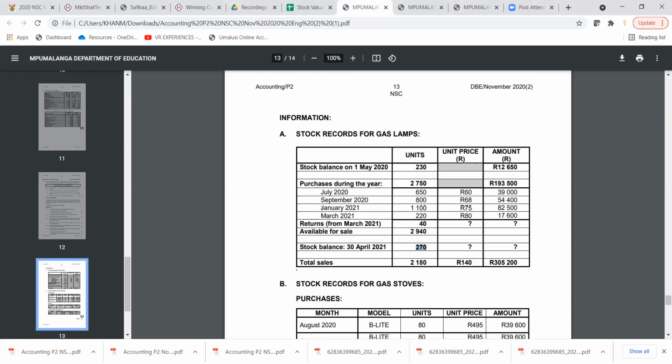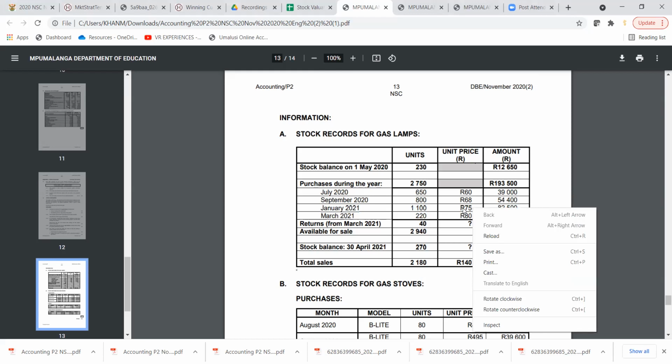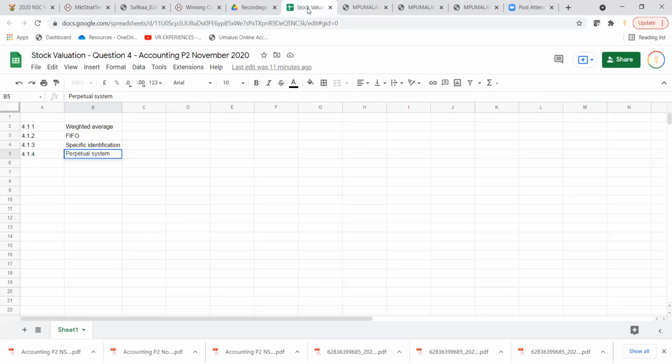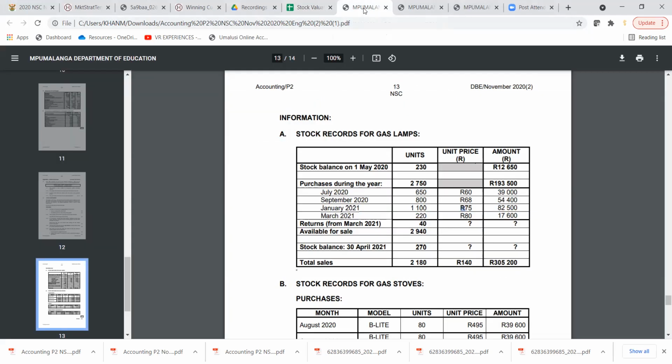Then we go to the next most recent purchase, which is January 2021. Here are 1,100 units, and we only need 90 of this. That means the next 90 units will be at 75 Rand per unit. So let's see how we will do this. You can do it however you want in terms of how you set it out. I'll just give you a format of how I would do it, since I'm using Excel or Google Sheets.